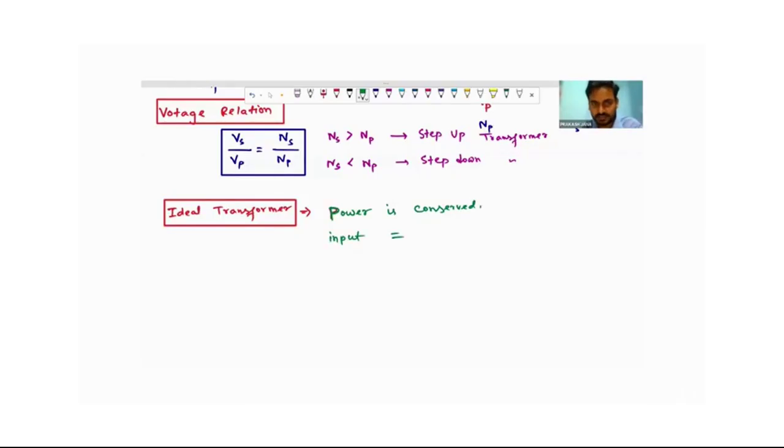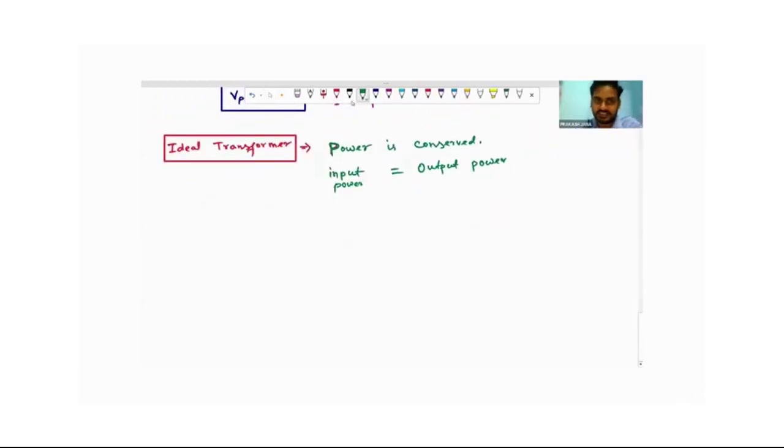Now, what is the power for an ideal transformer? Suppose we are talking about an ideal transformer. In an ideal transformer, power is conserved. What does it mean? That is, input power is equal to output power. So what is the power?